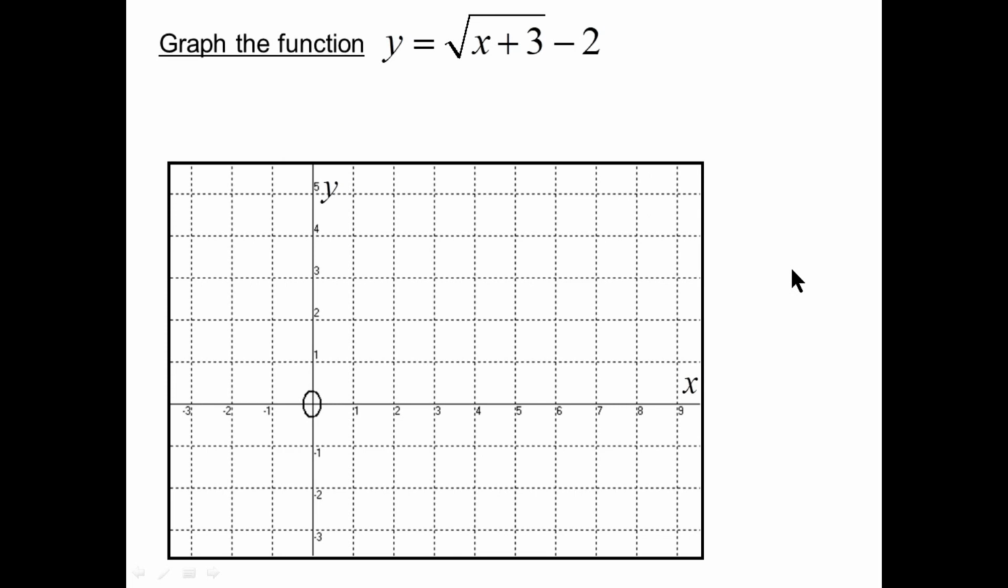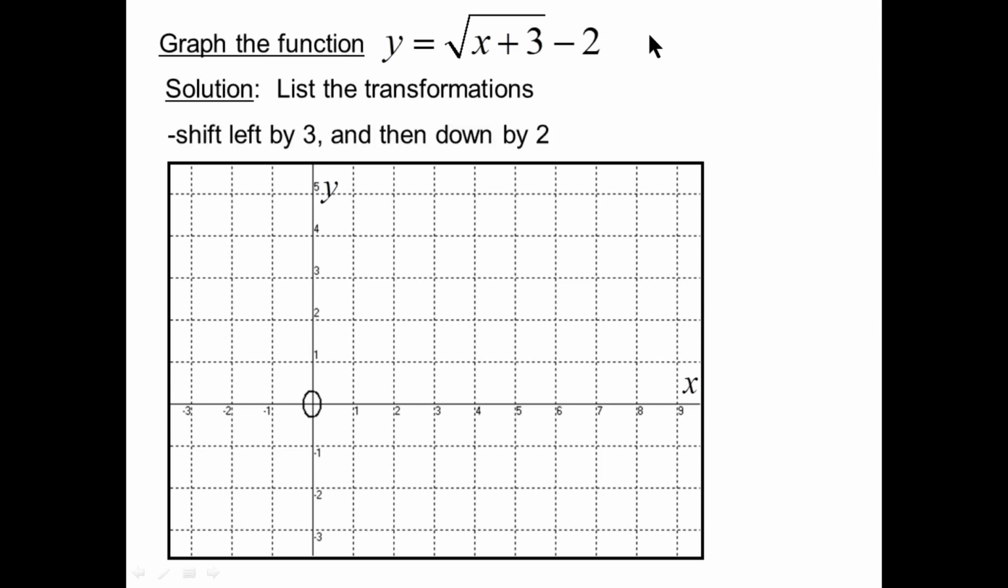Graph the function, y equals the square root of x plus 3 minus 2. So we have to look at this and recognize the parent function. The parent is y equals root x, because we see this root sign. So it's a root function that's been shifted, but I can see at the input station, which is the radicand, it's been shifted to the left 3. And I can see outside that, it says minus 2, which means down 2. So our solution here is to list the transformations. Shift left by 3 and down by 2.